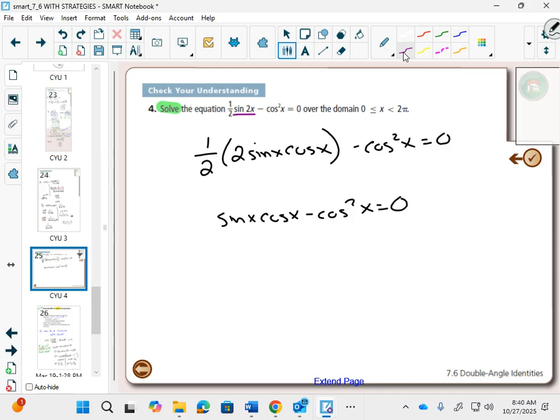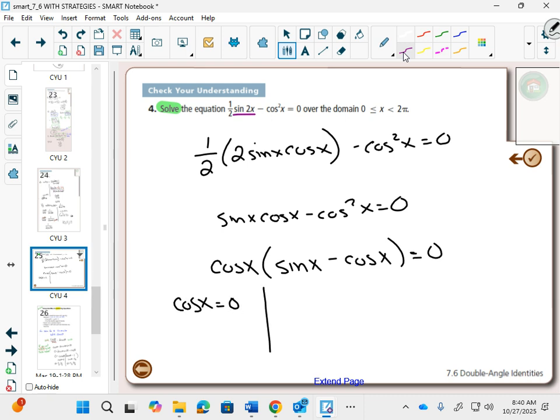And now I still have a solving question. I could change the cos squared to 1 minus sine squared, but that wouldn't solve the fact that this question has sine x and it has cos x. And the best way to solve these is by factoring. I factor the cos x out of both of them. And that allows me for sure to solve this part.